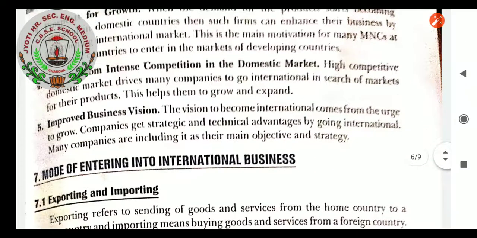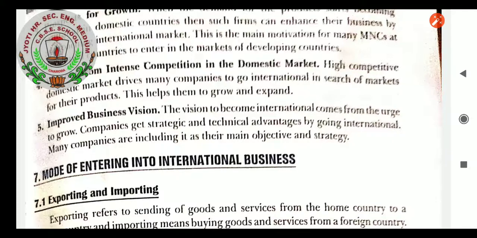Way out from intense competition in the domestic market. A highly competitive domestic market drives many companies to go international in search of markets for their products. This helps them to grow and expand. So that is the intense competition in the domestic market. High competition will be there in the domestic market, which drives many companies to go international in search of markets for their products.